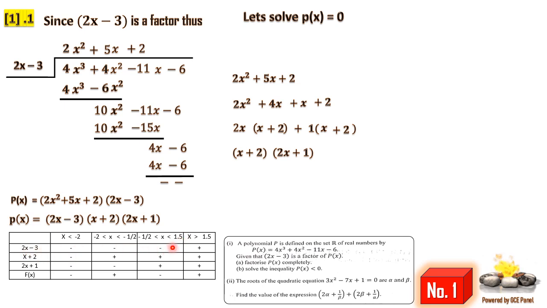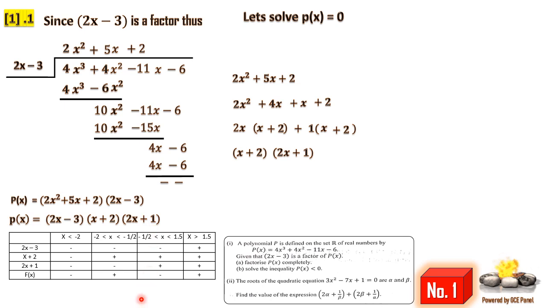Now, for the interval from negative a half to 1.5, you can just take 0, okay? So 0 minus 3, negative 3, is negative. 0 plus 2 is positive. 0 plus 1 is positive. Our f of x here will be negative times positive, which is negative. And for the last one, when we take a value greater than 1.5, everything will just be positive, and that's what we will have.